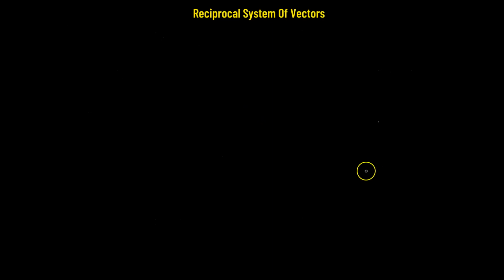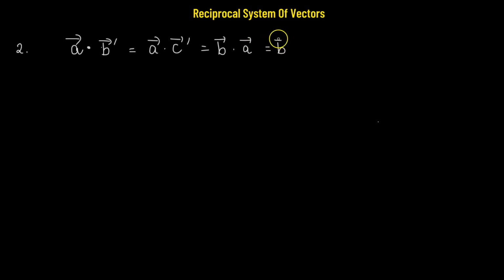Point number 2. If we have the vector A dotted with a vector from the other system, that means the dot product between vector A and B prime, or let's say we take the vector A and dot it with vector C prime, or similarly vector B dotted with vector A prime, or vector B dotted to vector C prime, or vector C dotted to vector A prime and vector C dotted to vector B prime. In all these cases, the dot product will be 0. So let's try out any one of them. Let's try out the last one.